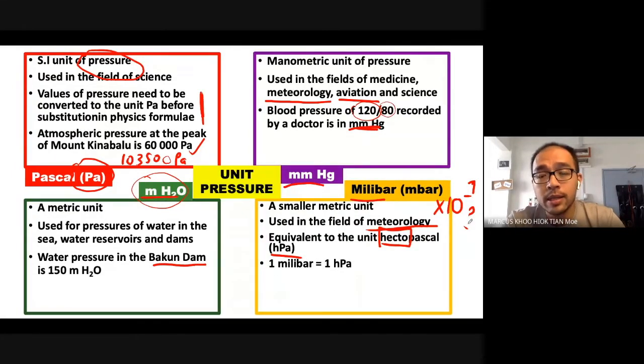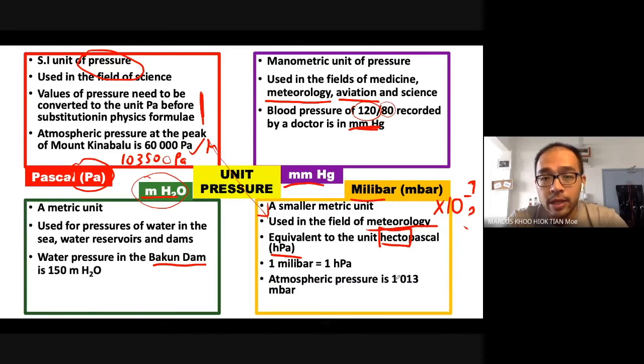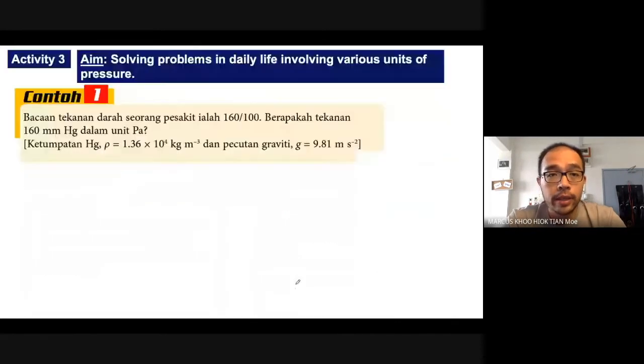1 millibar is about 1 hectopascal. So the conversion between millibar and pascal is pretty easy. The atmospheric pressure is about 1013 millibar.